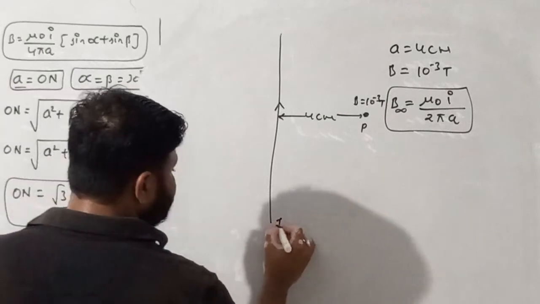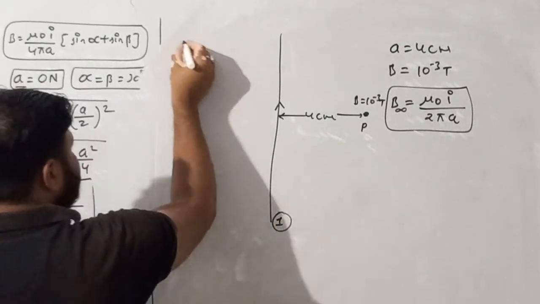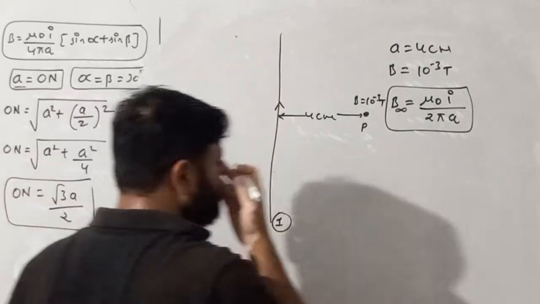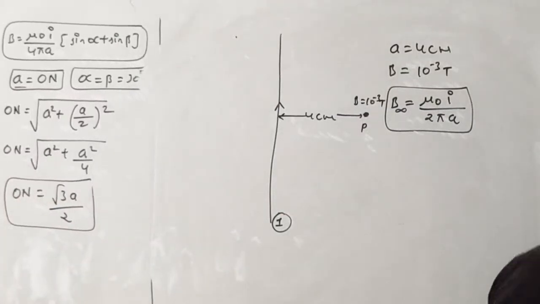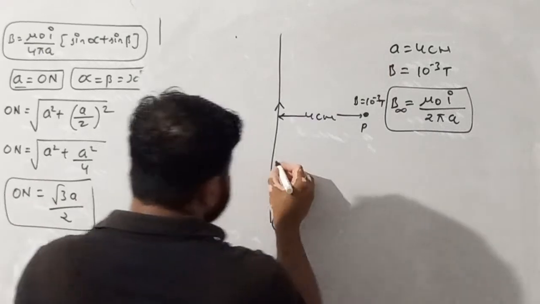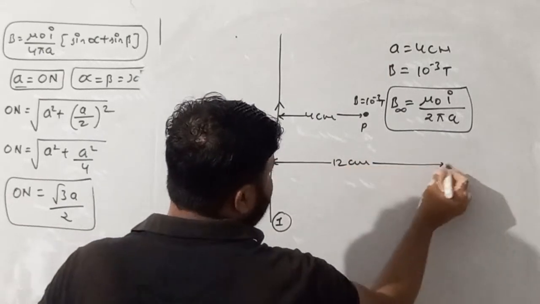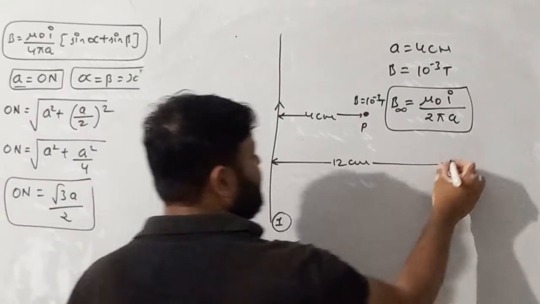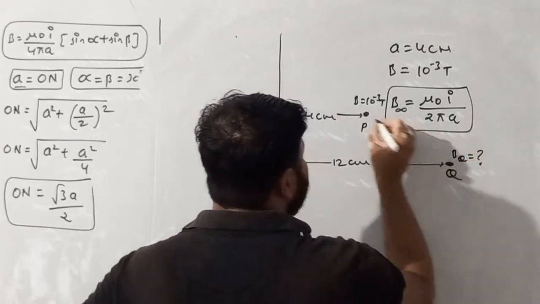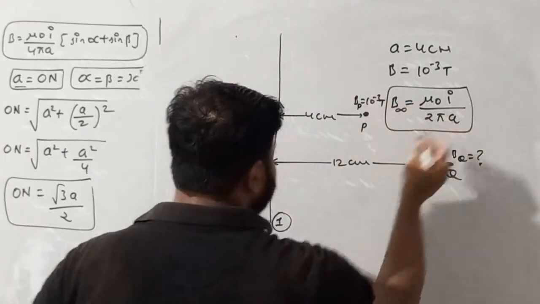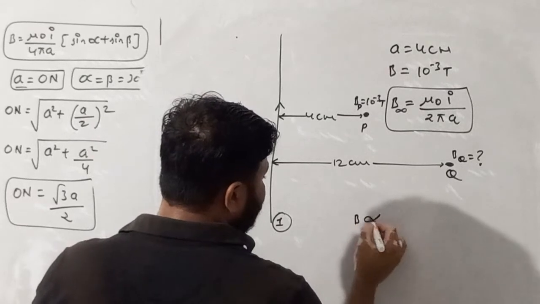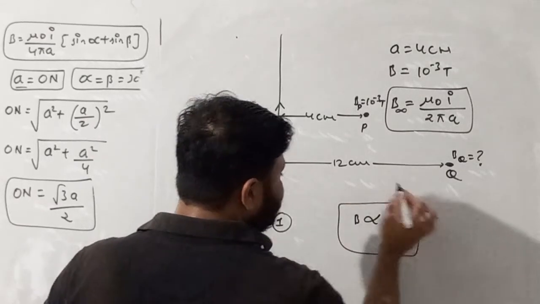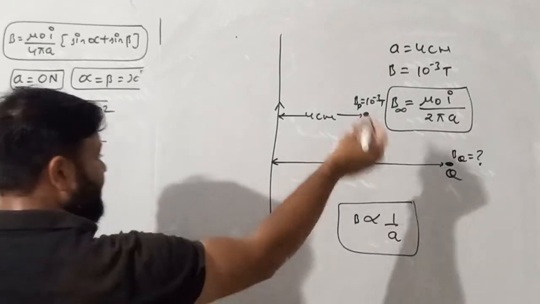They are saying there is one more wire. Let's suppose this is another wire. They are saying, what is the magnetic field at another point Q, which is at a distance 12 centimeter from this wire? So let's suppose Q is 12 centimeter apart from this wire. What is the value of magnetic field due to this wire at point Q? Now see, this magnetic field is inversely proportional to distance. So we can write, let's take the ratio.